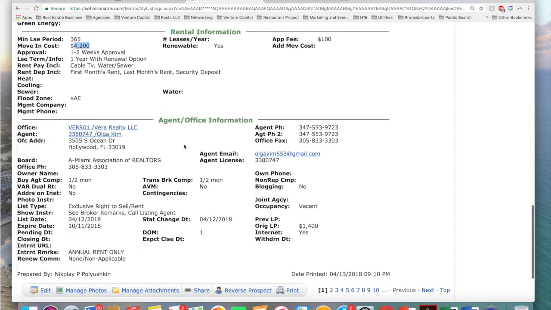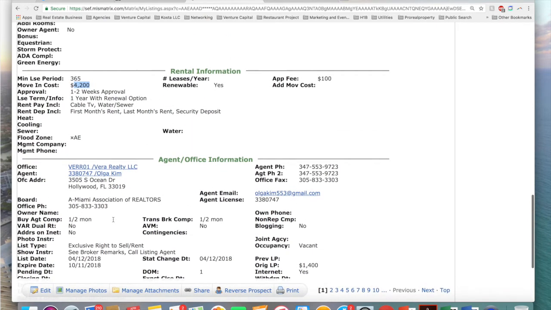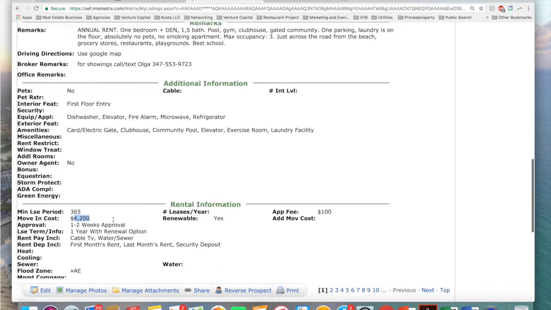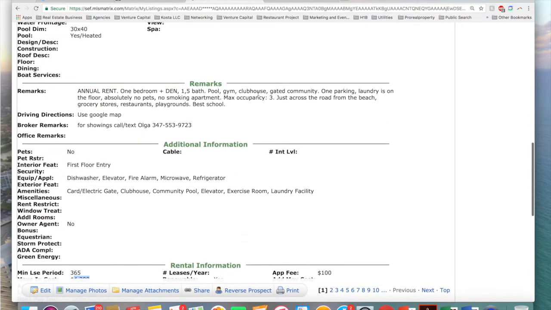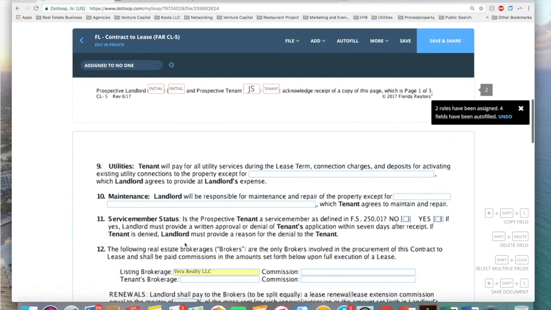Sometimes if they have any remarks. One bedroom, pool, gym, clubhouse, gated community, one parking, laundry is on the floor, no pets. So pets are prohibited, and this is a very important point. Some tenants will have pets, and you need to look before you even show the listing to them that sometimes landlords, they have allergies or other situations where they just can't have pets on their premises. So let's go back to that loop. So pets prohibited, smoking prohibited.